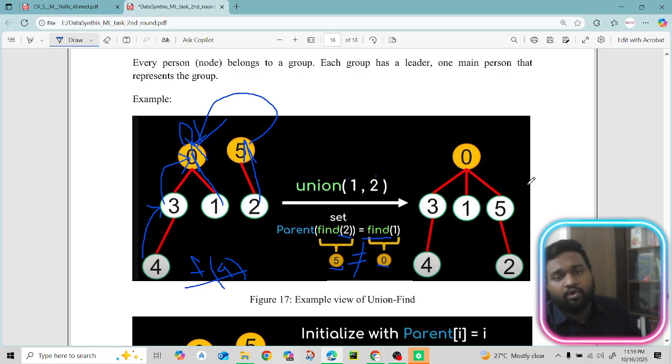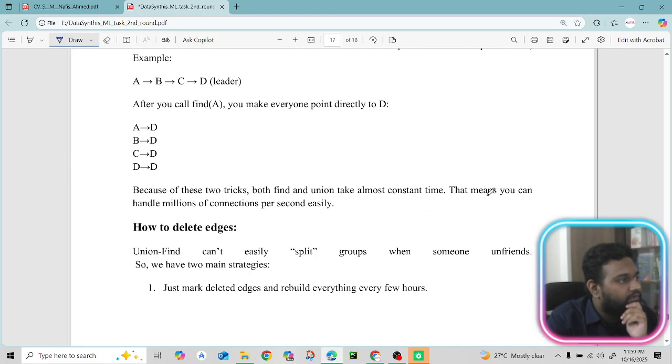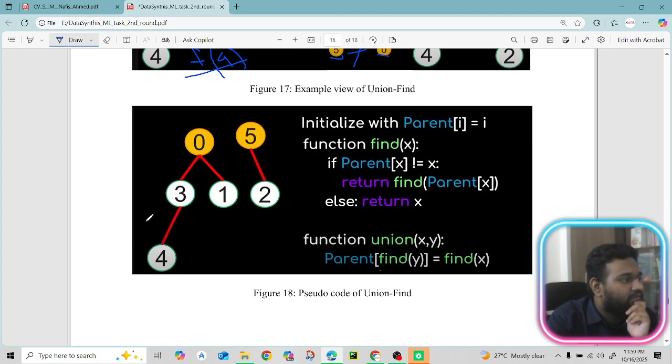This is called union by rank. I'm mentioning union by rank because I'm doing this in a rank fashion. Now, the next thing I would tell is path compression. If we look at this tree, as it is a tree, the height will be log n, so the time complexity will be order of log n. I can make it more efficient, because I don't need to make this tree like this.